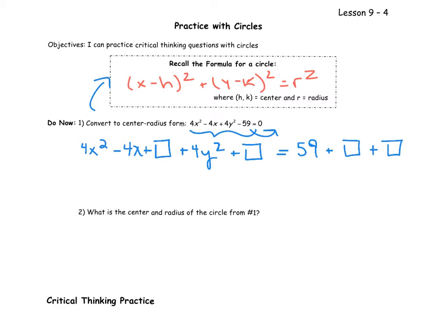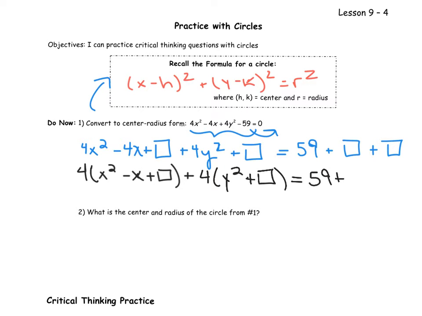For this first part, I'm actually going to factor out a 4. So I'll have 4 times (x squared minus x plus blank). And over here, I'm also going to take out a 4, so I'll have 4 times (y squared plus blank) is equal to 59 plus my 2 blanks here. Now, we're actually going to start completing the square.